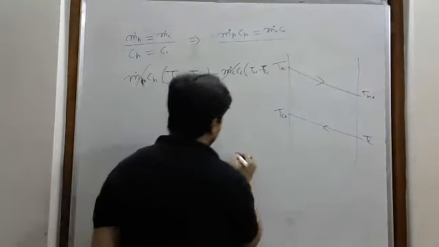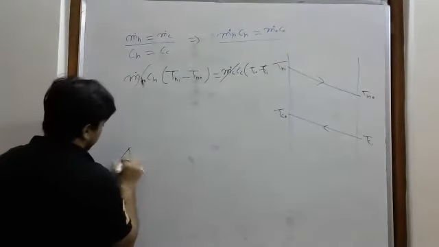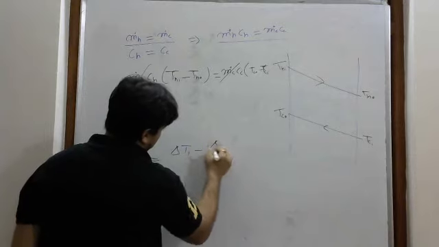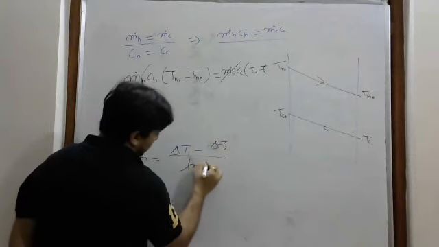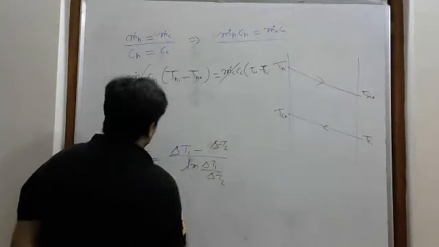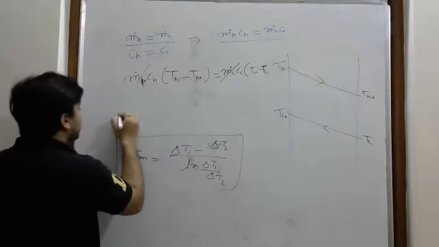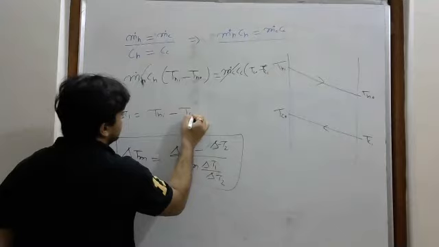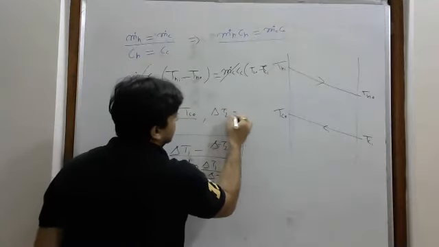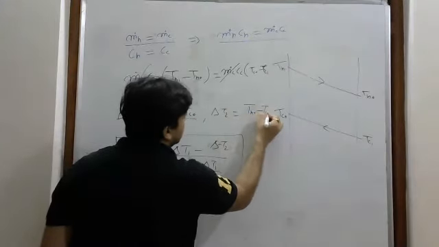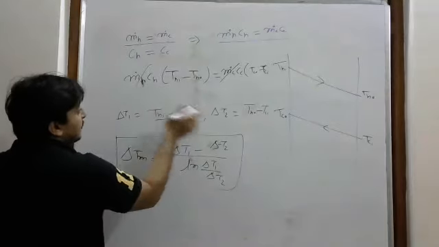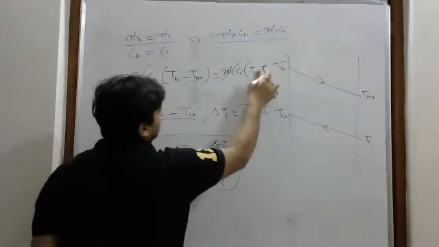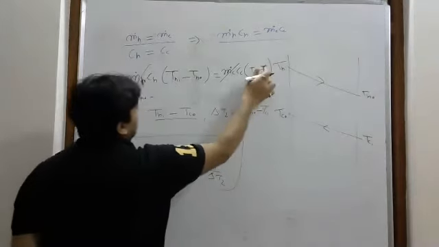Now, what is LMTD? Del Tm equals (del T1 minus del T2) divided by ln(del T1 by del T2). What are del T1 and del T2? Del T1 equals THI minus TCO. Del T2 equals THO minus TCI. Now see here. Can we write in this form? THO minus TCO.